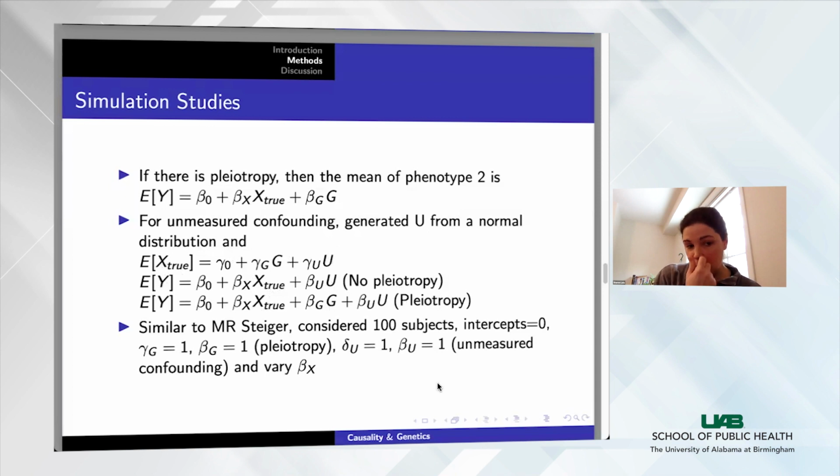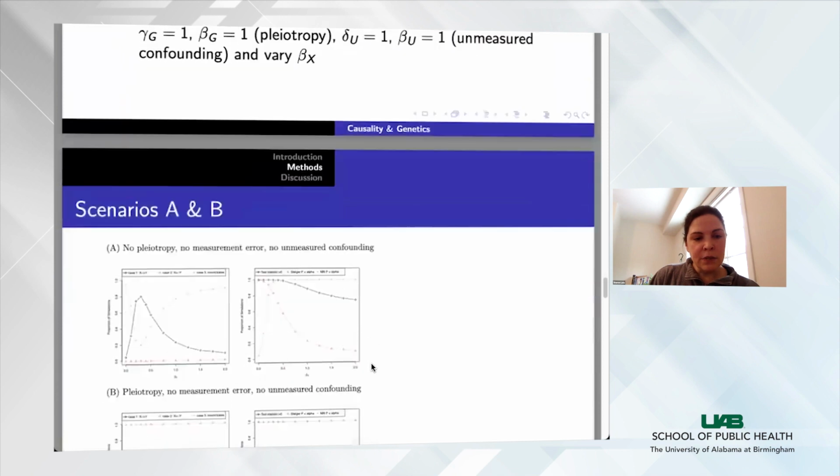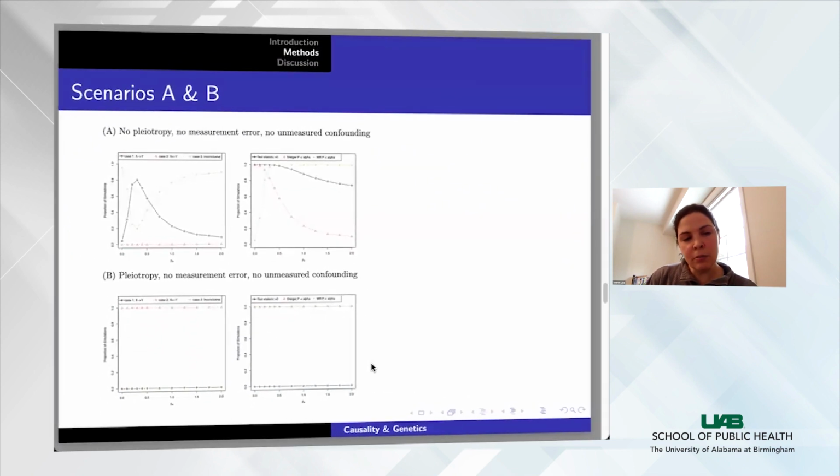And then we matched, for one of our sets of simulation studies, similar to the MR-Steiger approach, 100 subjects. For our second simulation set, we went with more subjects because 100 for genetic studies is really low. We set the intercepts to 0, delta G to 1, beta G, the genetic effect size, to 1 for pleiotropy, and delta U and beta U for the unmeasured confounding to 1, and we varied beta X. For our simulation studies, we started to see some interesting trends, we thought.